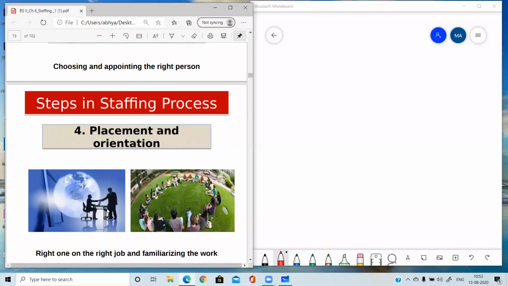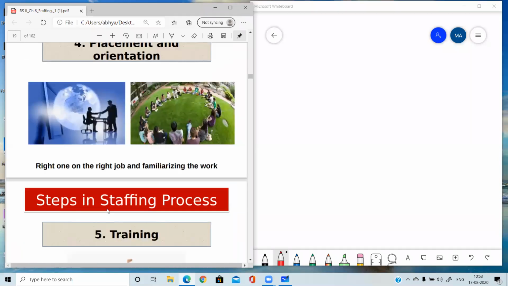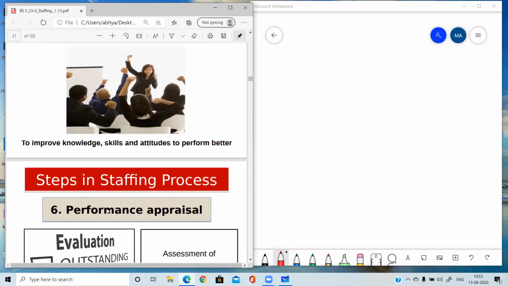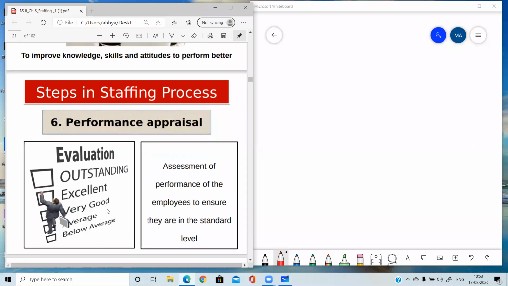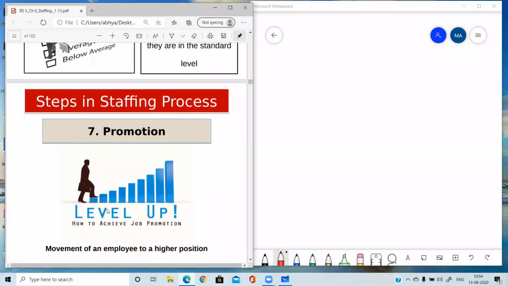And in placement and orientation, candidates are placed at the job for which they were appointed, and orientation means introducing or familiarizing the new employees with the existing or the old employees, as well as with the rules and regulations of the organization. In training, their skill, their knowledge and aptitudes are increased in training and development. Then performance appraisal, their work performance is seen, that whether they have achieved the target or not, and grades are given to them, and on the basis of this grade their promotion policy is prepared, increments are done.